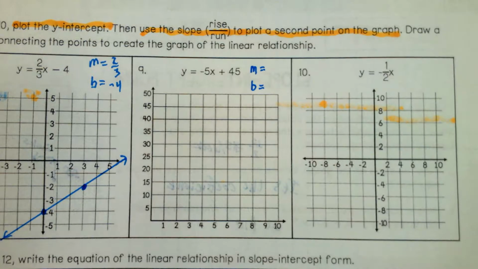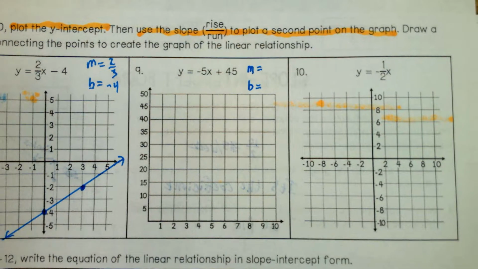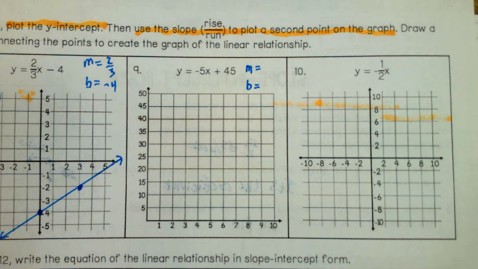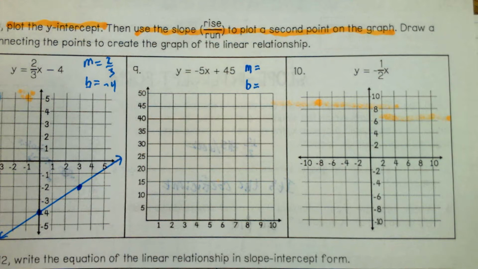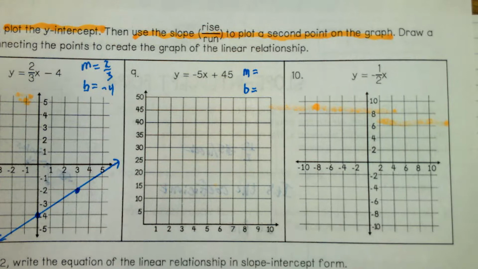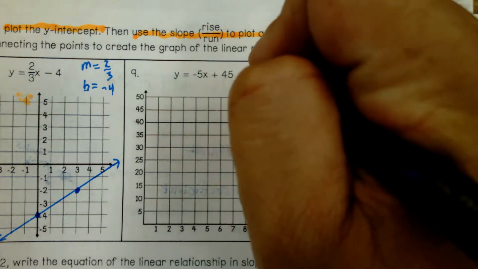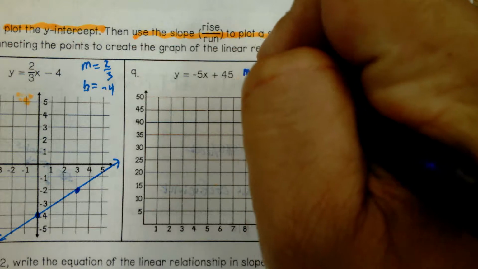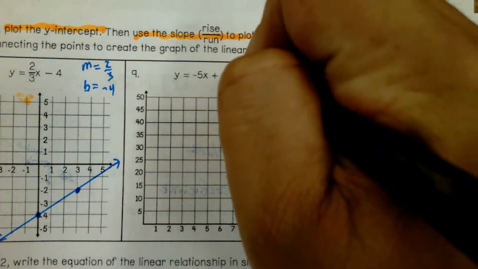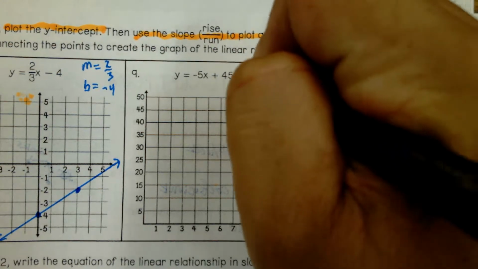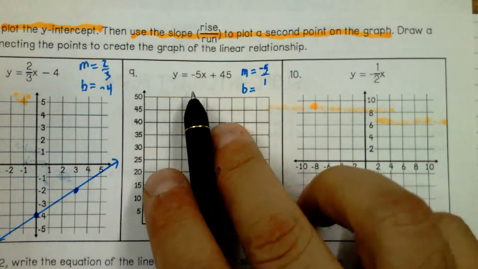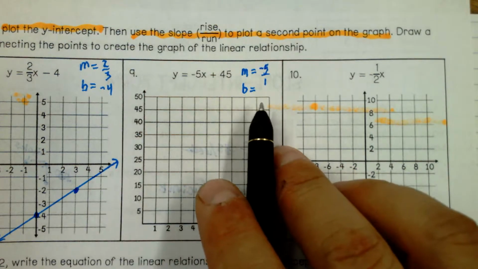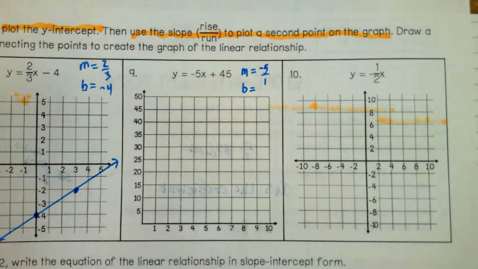Let's take a look at number 9. What's my slope number? What's the number for the slope? Negative 5. I want to write this one though, since for graphing, you want it as a fraction, a rise and a run. -5/1. So if you get an integer, give it a denominator of 1. Where's it crossing the y-axis? 45.